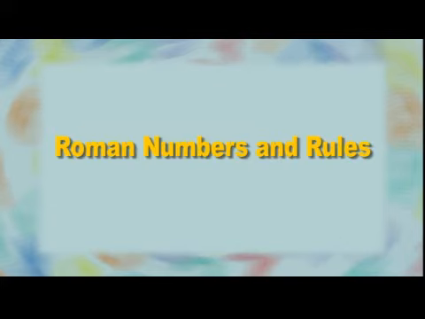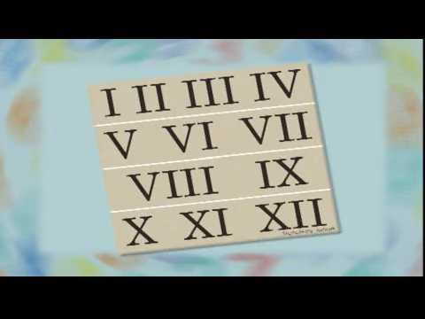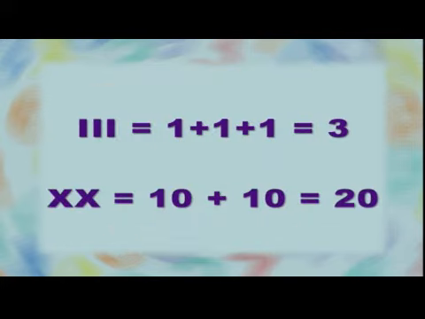The first one is, if a symbol is repeated one after the other, its value is added as many times as it occurs. For example, if it has 3 I's, we have to add 1 plus 1 plus 1 which is equal to 3, and if it has X and X, we have to add 10 plus 10, then we will get the answer as 20.